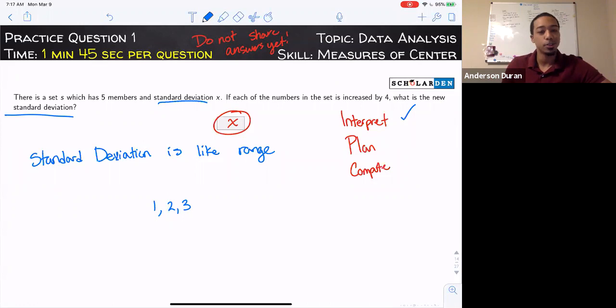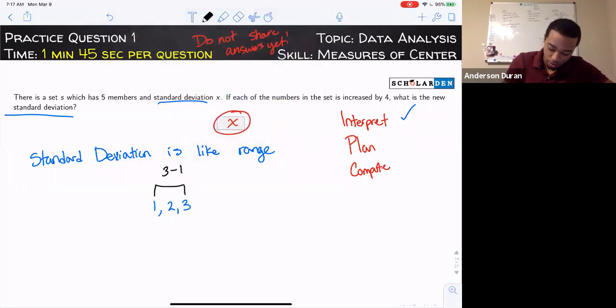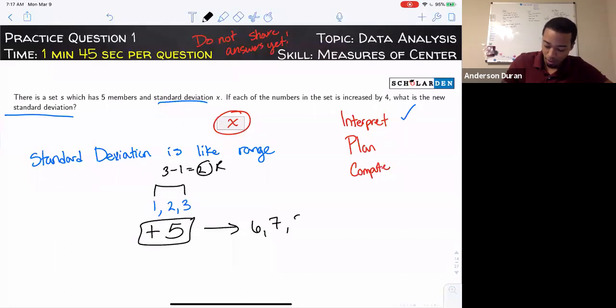Right, the range would be 2. And that's because we would subtract the highest and the lowest. That's the range. Now think about it like this. If I were to add, let's say, 5 to all of the numbers, we now have 1 plus 5 is 6, 7, 3 plus 5 is 8. If you add the same number to all of your data points, what's the new range going to be? Well, what's 8 minus 6?